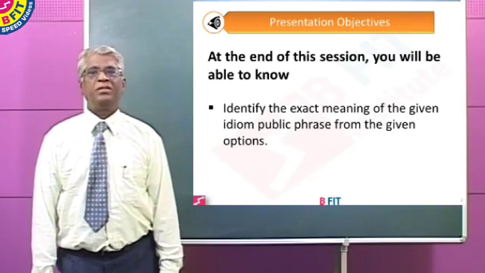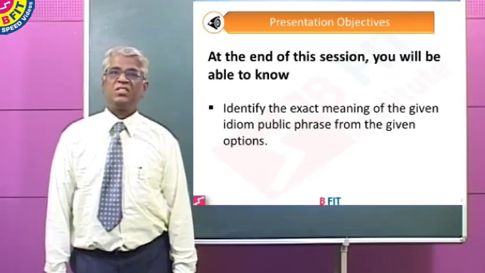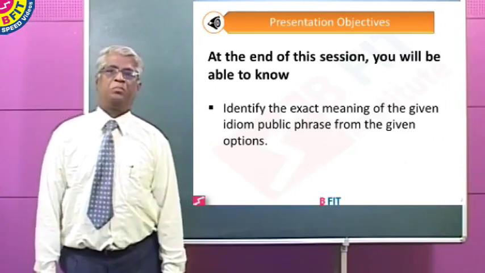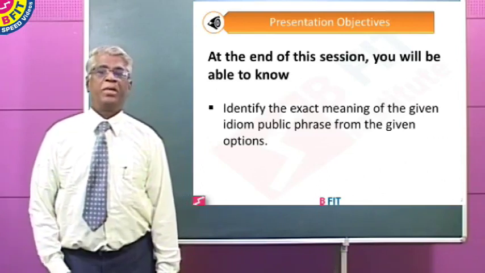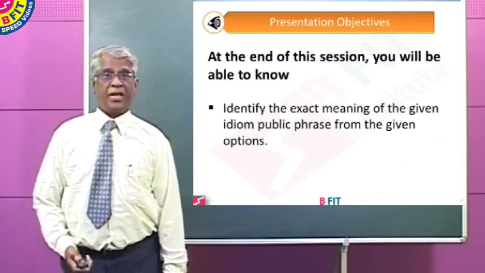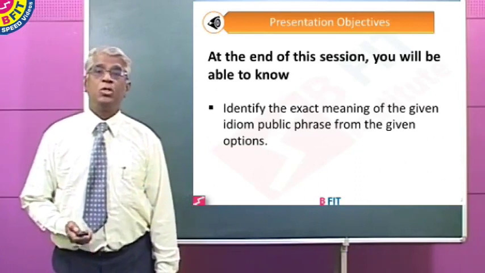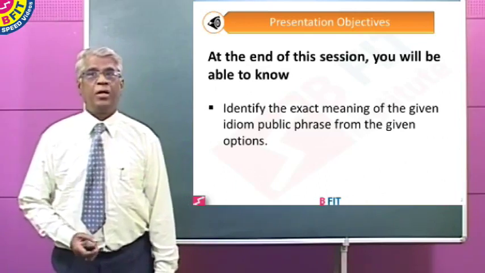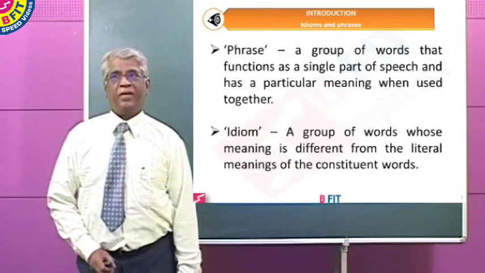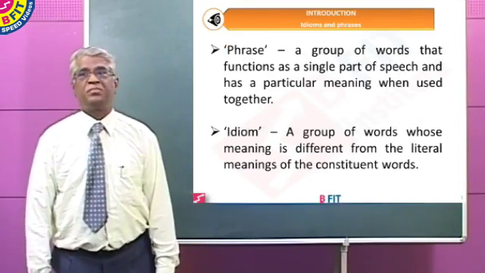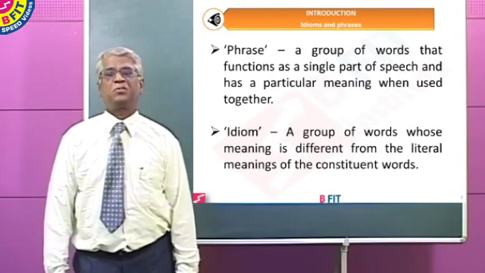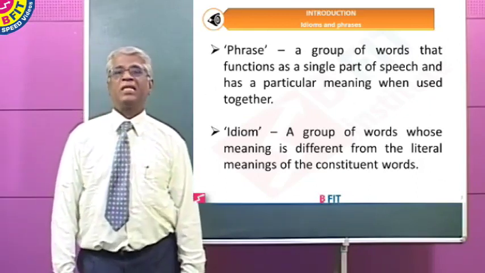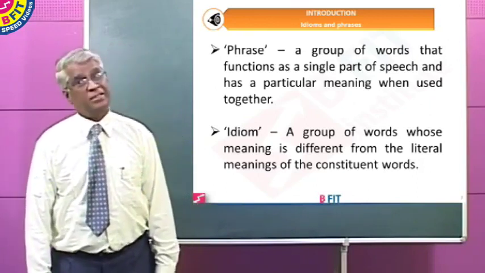Usually, you will be given a question, a sentence containing an idiom or just an idiom, and 5 options will be provided, one of which will be the exact meaning of the idiom. So, you should be able to choose the correct option that conveys the meaning of the idiom. By definition, a phrase is a group of words that functions as a single part of speech, like noun, verb, adjective, adverb, etc. And it has a particular meaning when used together.